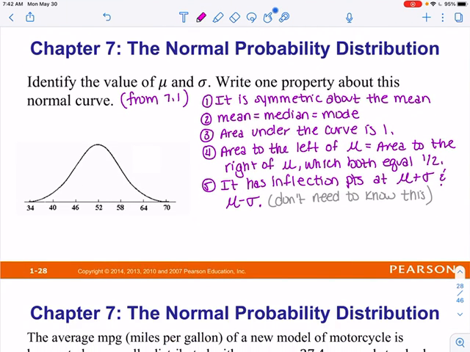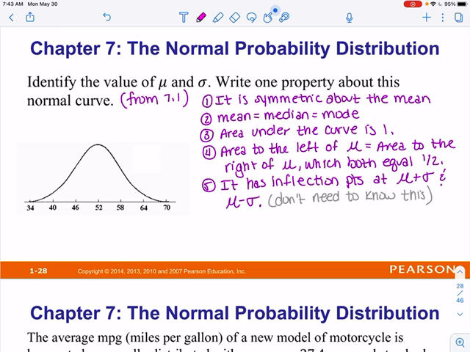The next one: identify the value of mu and sigma and write one property about the normal curve. You can see I pre-wrote on this slide, that's from section 7.1, and there were 5 properties. You only need to write one of them. I wrote all 5, so any one of these 5 is fine. It's symmetric about the mean. The mean equals the median equals the mode. The area under the curve is 1. The area to the left of mu and the area to the right of mu are both equal, which is both going to be 1/2, and it has inflection points at mu plus 1 standard deviation and mu minus 1 standard deviation. You never need to know bullet point number 5, but because it was part of that section, I'm just adding it there.